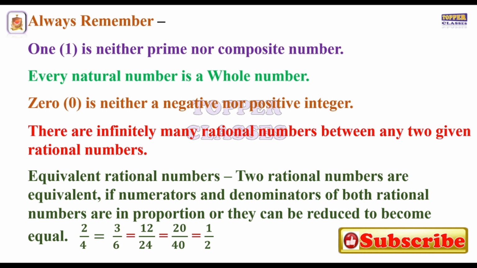Equivalent rational numbers. Two rational numbers are equivalent if the numerators and denominators of both the rational numbers are in proportion, or they can be reduced to become equal. For example, 2 upon 4 is equal to 3 upon 6. So they are equivalent rational numbers.